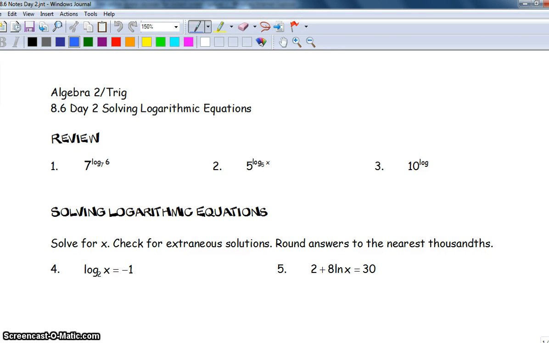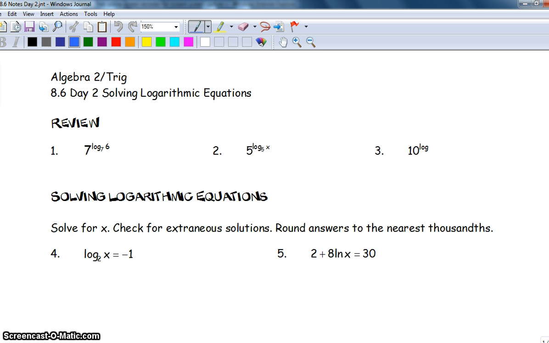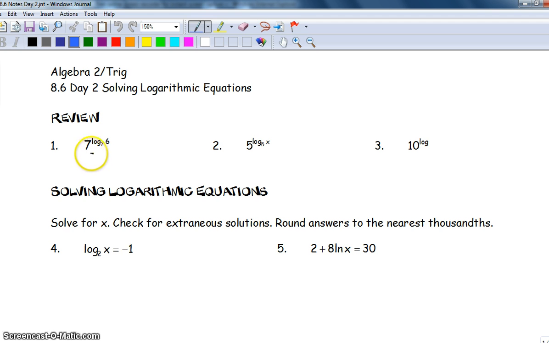Alright, our second day of 8.6. Today we're going to solve log equations instead of exponential equations. And before we get to solving, let's review.